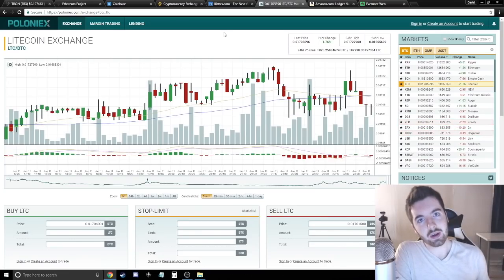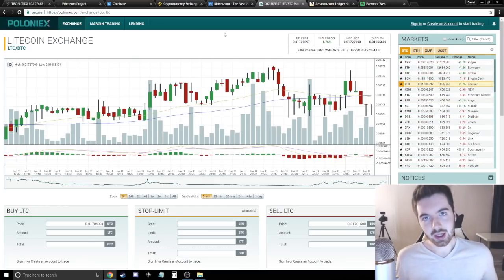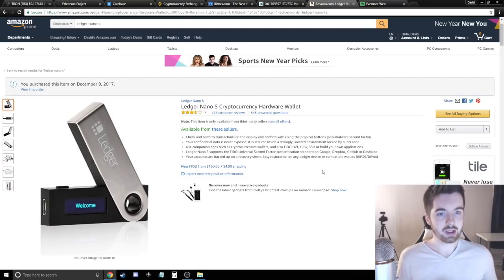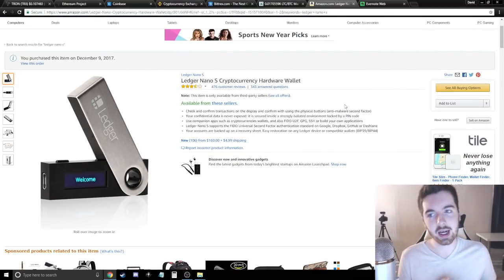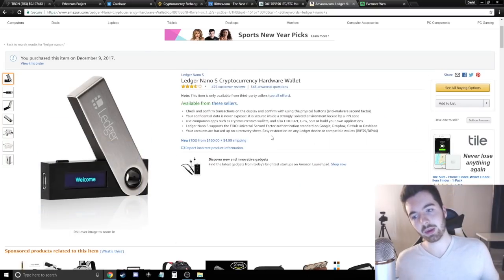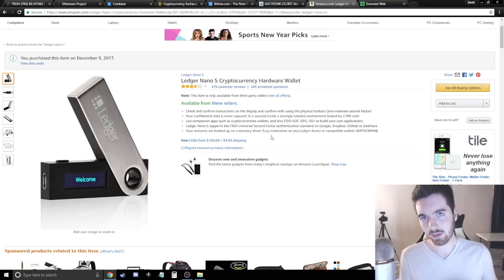After you invest in the coin that you want, you're going to have to store it somewhere. So what I recommend is getting a Ledger Nano S, which is a cryptocurrency hardware wallet. I just bought mine on Amazon on December 9th, and this pretty much just plugs into your computer. You can send your cryptocurrencies to it if the wallet is available for that coin.